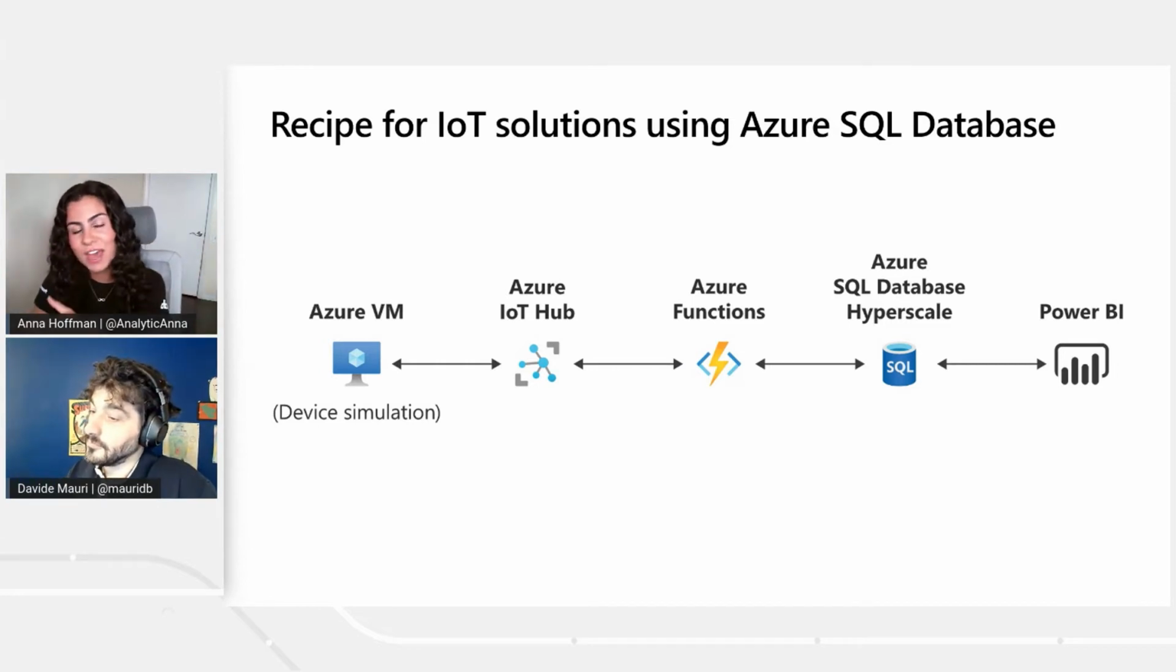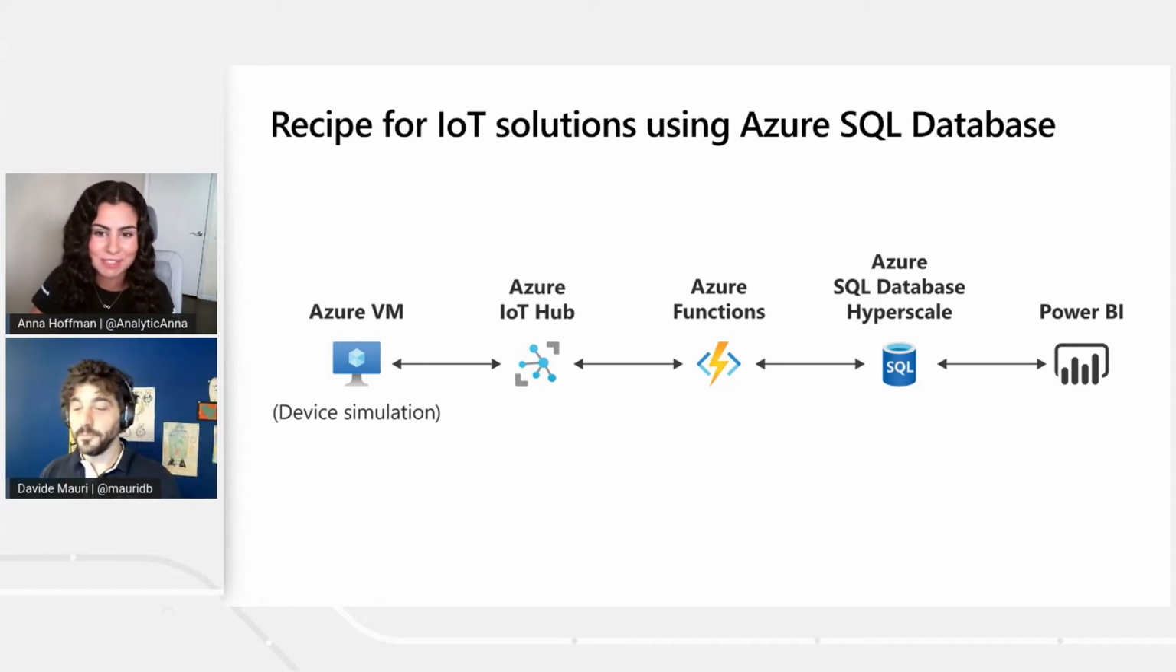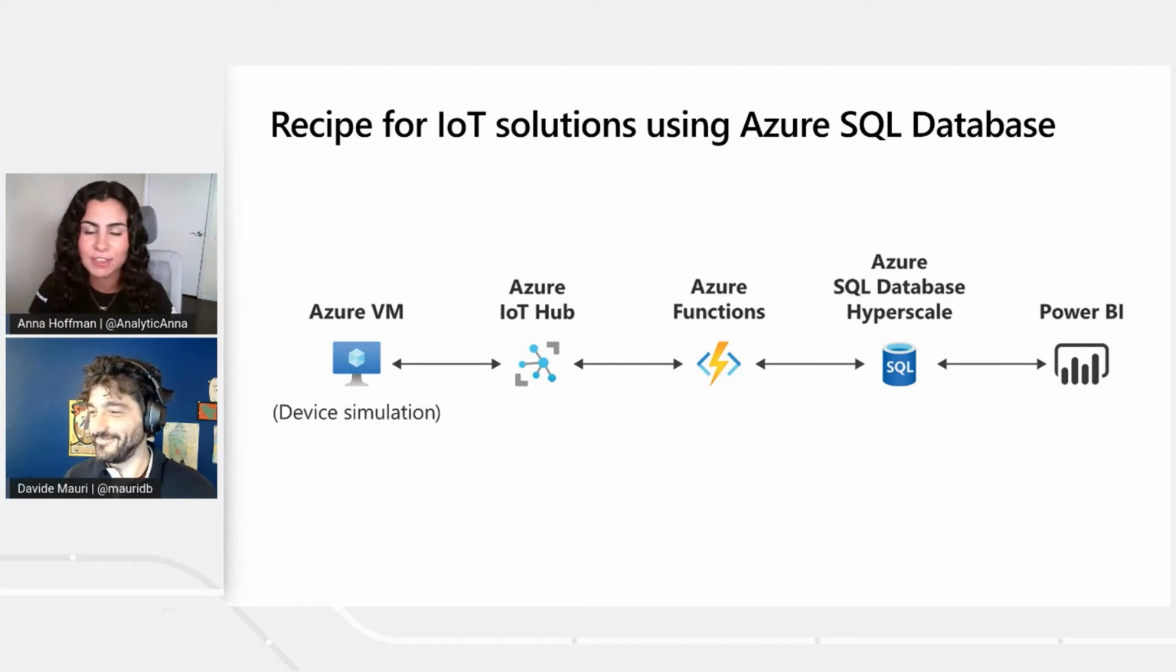Then we're going to have those fed into Azure IoT Hub. We're going to use an Azure Function to help bring that data into Azure SQL Database Hyperscale. Davide is going to tell us all about some of the benefits of that later. And then at the very end, of course, we want to do some analytics on top of it. So we're going to do that with Power BI. That's the template architecture we put together for these exercises.